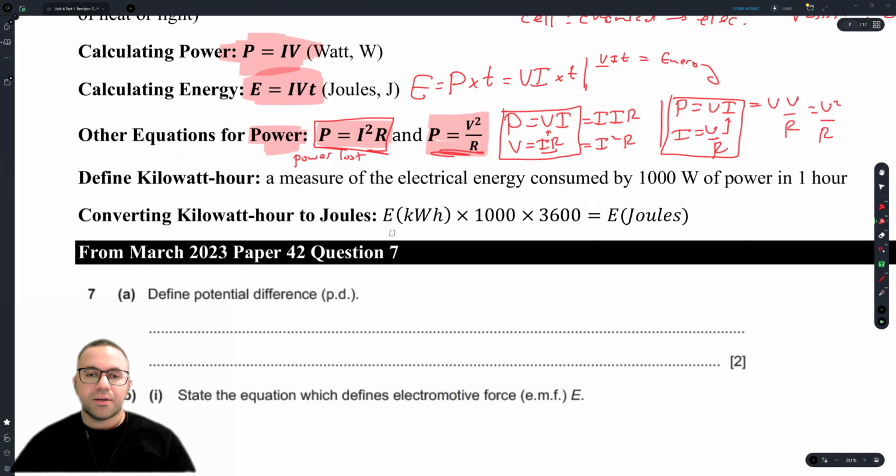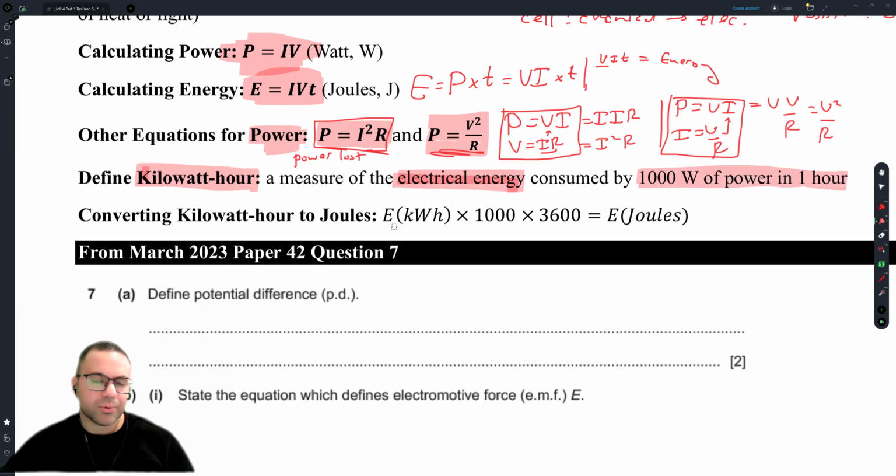Let's talk about something new, essentially. We haven't seen this a lot before because it wasn't there for a long time in the syllabus. What is a kilowatt hour? Now you're like, what? I've never seen that. A kilowatt hour is a unit of energy that we use at home. It's the amount of energy consumed by 1000 watts of power in 1 hour. What do I mean by that?